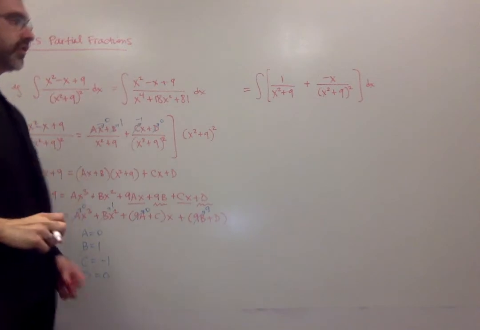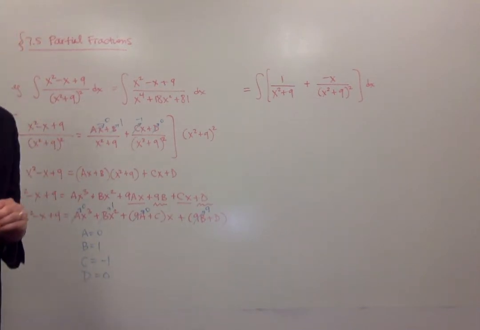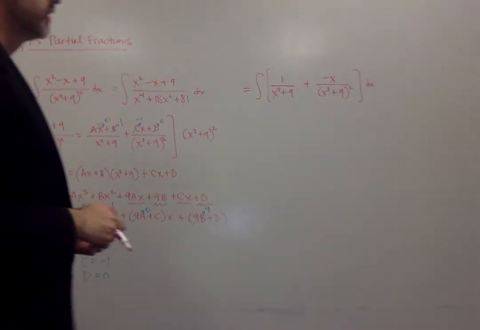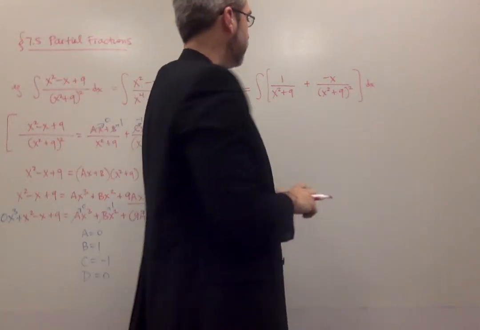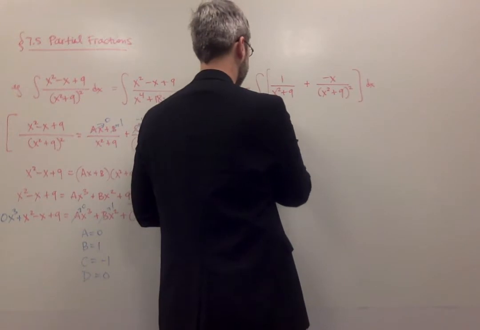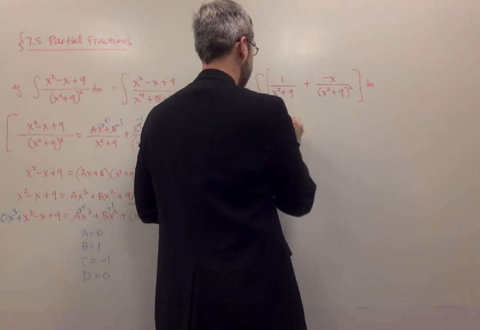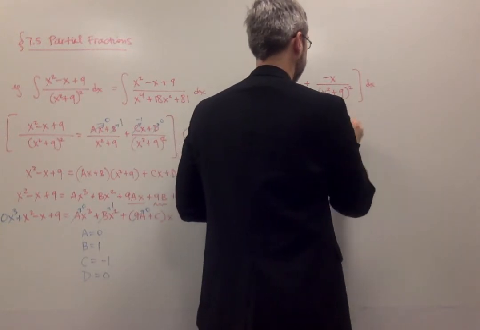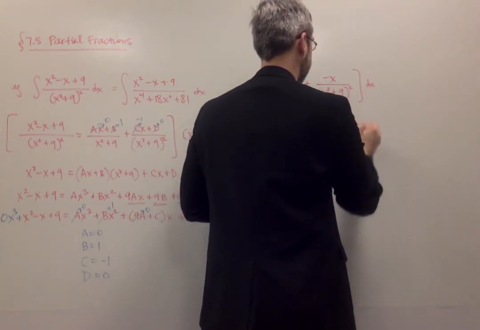So now supposedly that should be a lot easier for me to integrate than what I had before. So let's split these, because I'm actually going to do them in two different ways. So I'm going to split it as 1 over x squared plus 9 minus x over x squared plus 9 quantity squared.